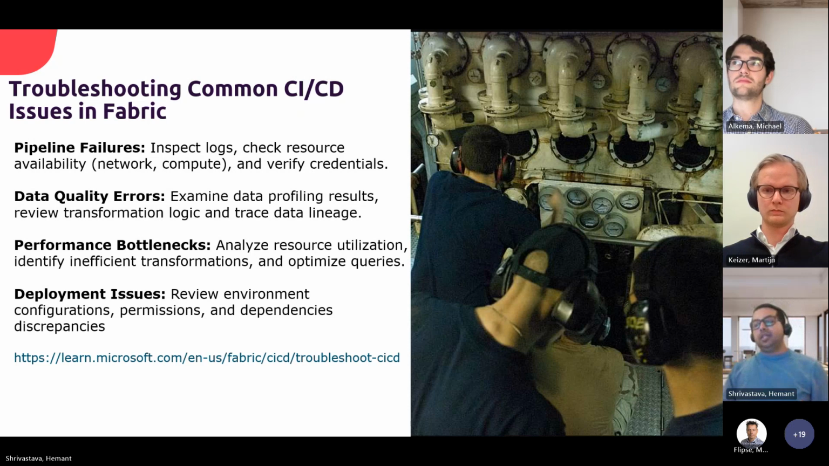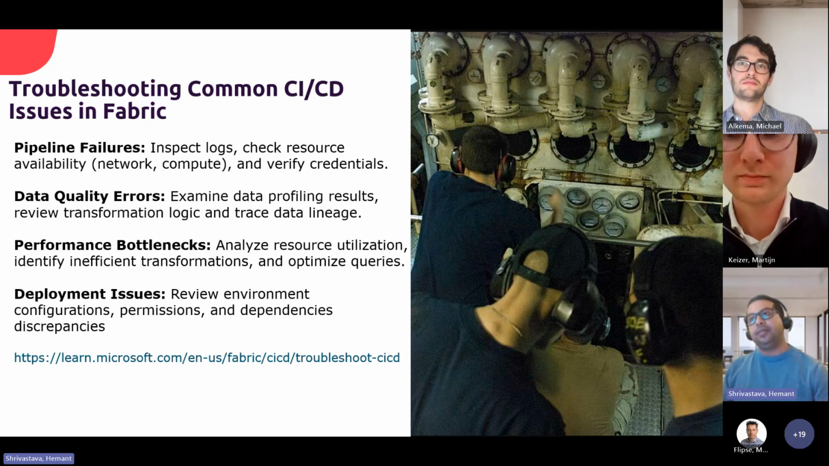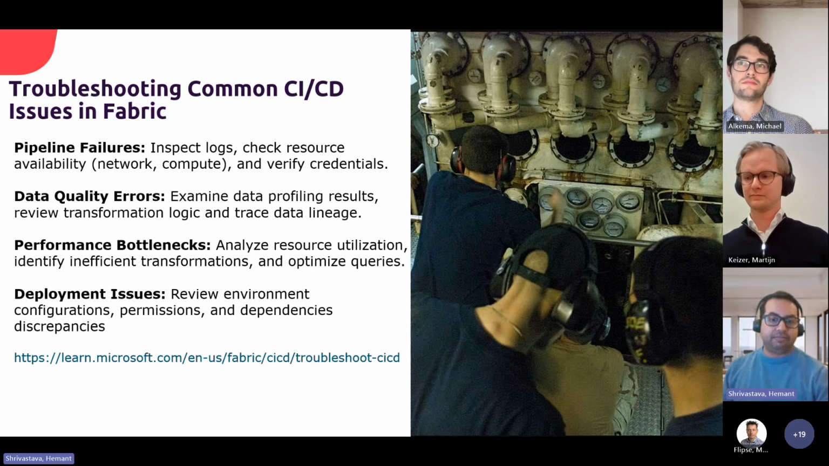The third point is performance bottleneck. The symptom is that the pipelines are taking significantly longer than expected, because sometimes you process millions and billions of rows to get the insight within the data. How to look into that? You can do resource monitoring. Use the Fabric monitoring tool like Azure Monitor to identify resource bottlenecks: CPU, memory, network, I/O. Inefficient transformation: optimize any complex data transformation or queries and data volumes. That can be checked.